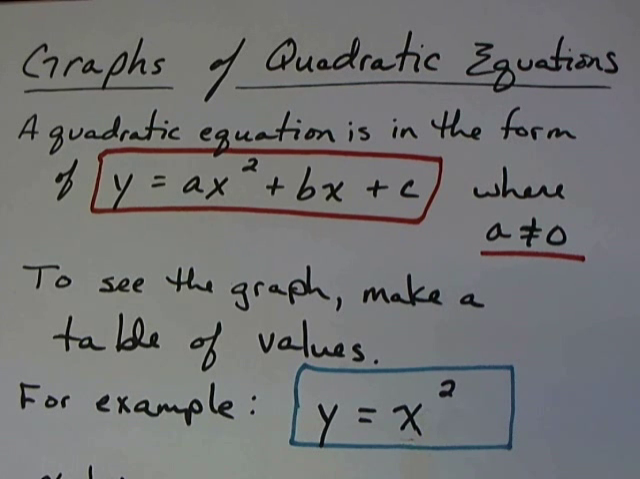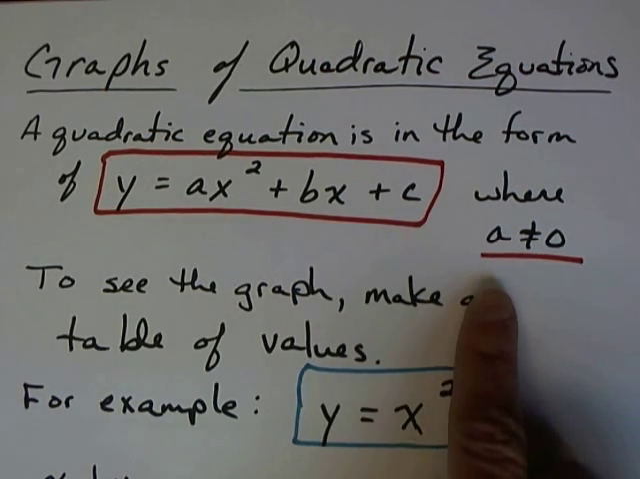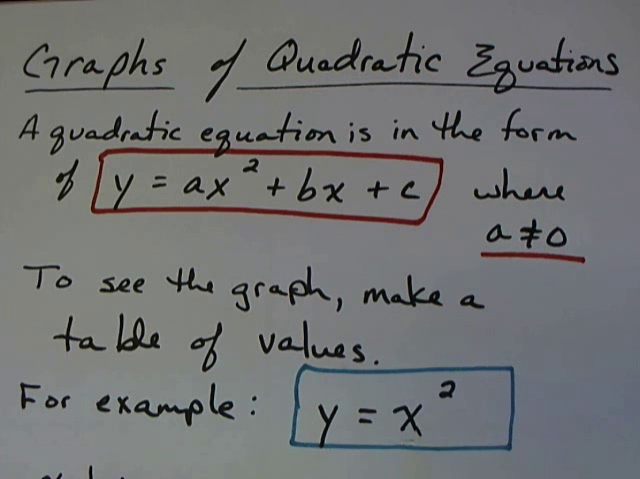Hello everybody, this is a brief little thing talking about the graphs of quadratic equations. Now in order to know what a quadratic equation is, or what the graph is, we need to realize that the form of a quadratic is y equals ax squared plus bx plus c. The key part is that a cannot equal 0, because that would get rid of the x squared term. The highest exponent is a square, and then you have a quadratic equation.